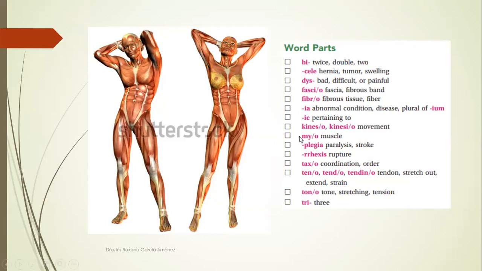Word root myo: muscle. Suffix -plegia: paralysis, stroke. Again, suffix -rrhexis, that is rupture. Word root tax, taxo: coordination, order. Teno, tendo, tendino: tendon, stretch, extend, strain, so you can see. Tone, ton: straining, tension. And the prefix tri-, that means three, of course. We all know about it, the same as in Spanish, just changing the way of writing it.